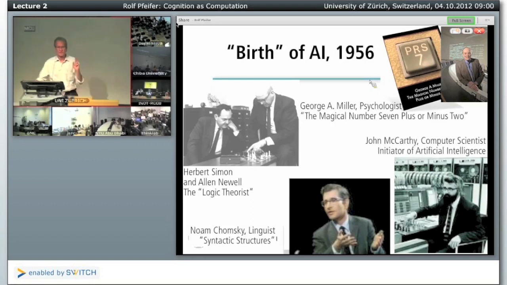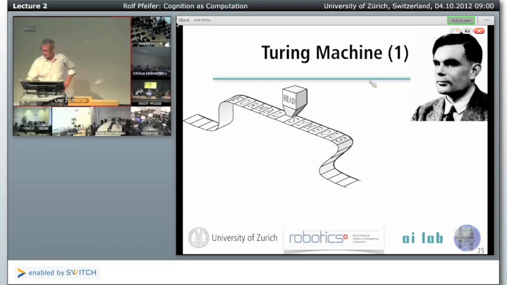Okay, so this is now generally considered the birth of artificial intelligence, and in 2006 we celebrated the 50th anniversary of artificial intelligence on Monte Verita in Ticino, which is a conference center which is run by ETH. Now, what is the idea? The idea is that intelligence can be captured as computation. So intelligence as a computer program, intelligence as an algorithm. And then we need to characterize what we mean by computation. And the obvious thing, and every student of computer science knows that, is the Turing machine.